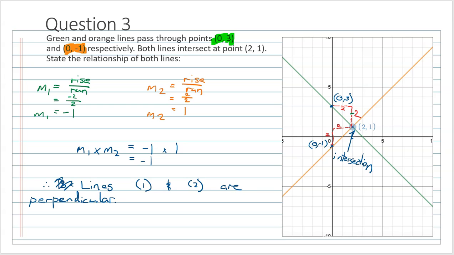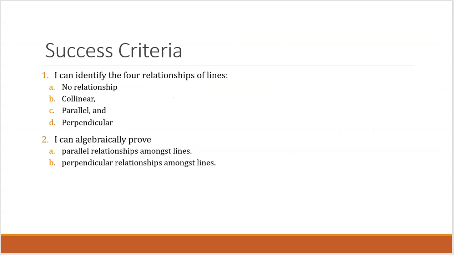So, in summary, what we did today was we went back and we had a quick review of the four relationships, the parallel and the perpendicular in particular, and then we had a look at how we can algebraically prove whether two lines are parallel or whether two lines have a perpendicular relationship.